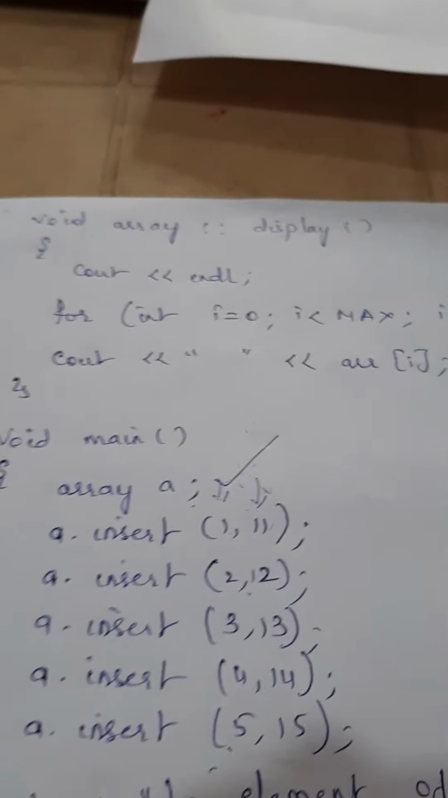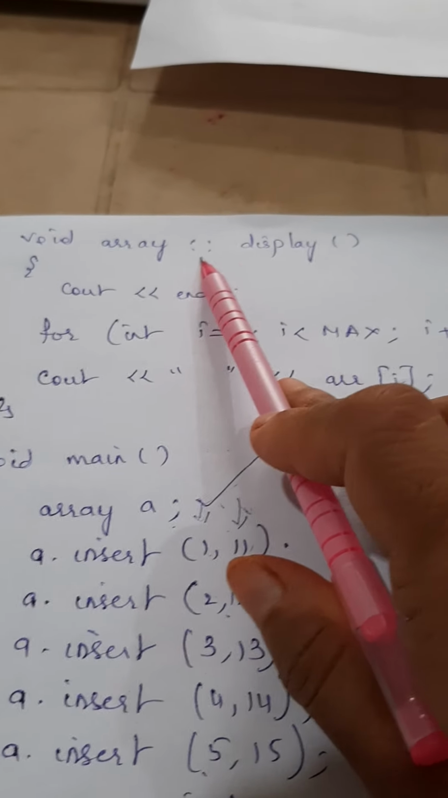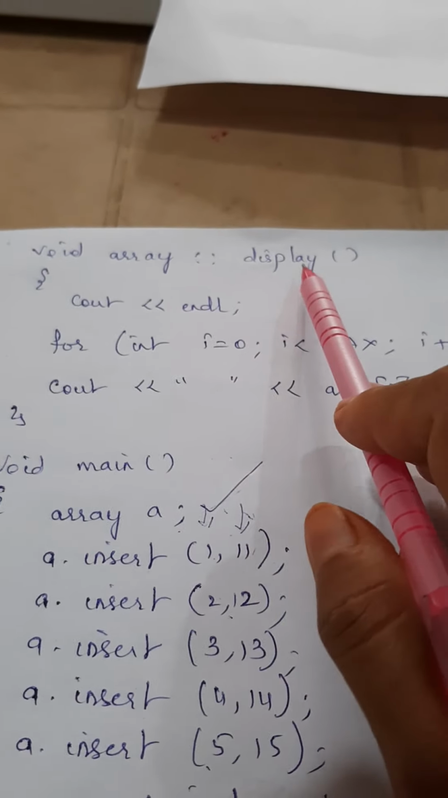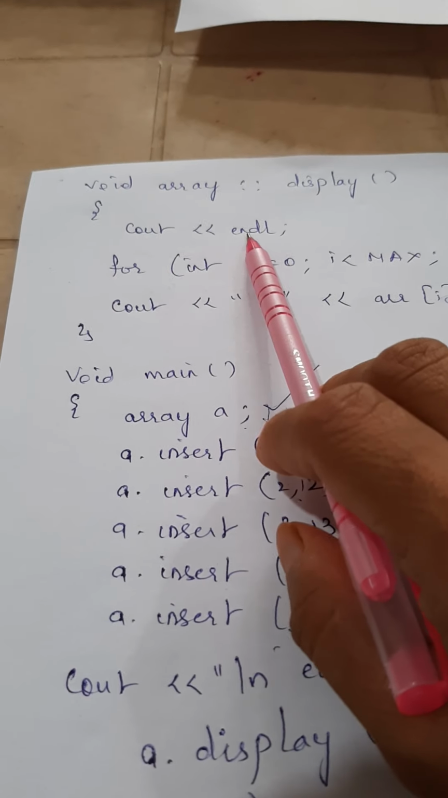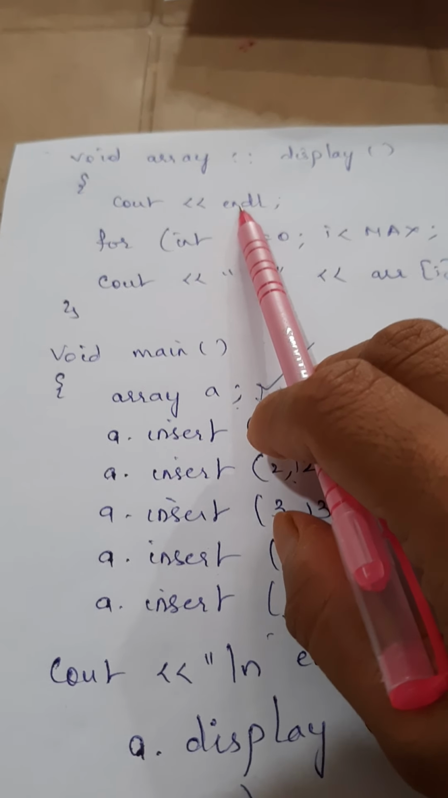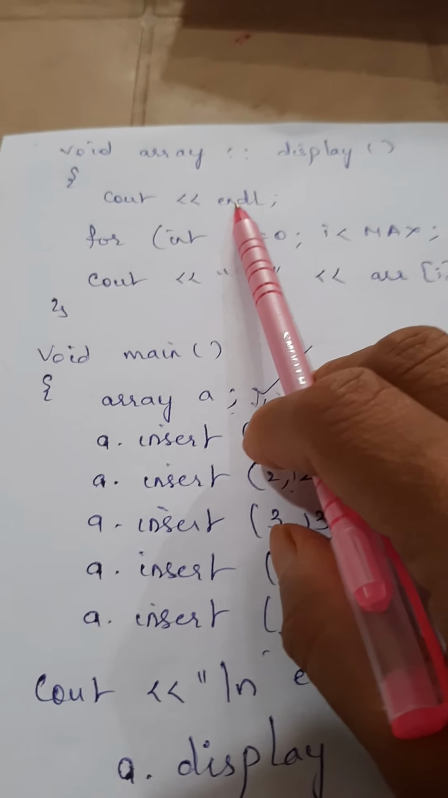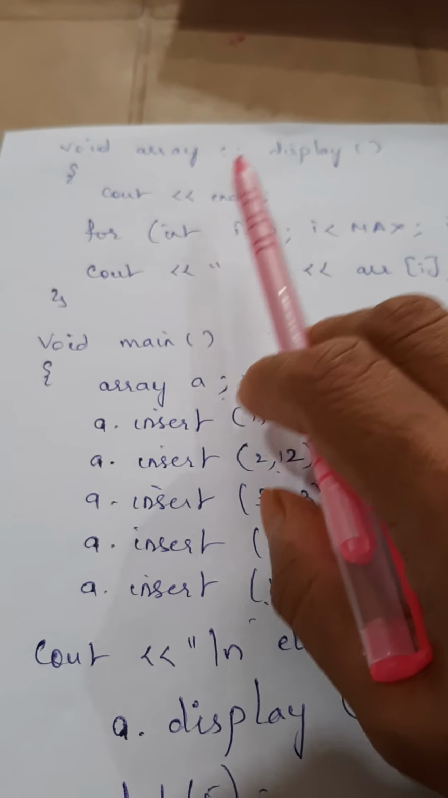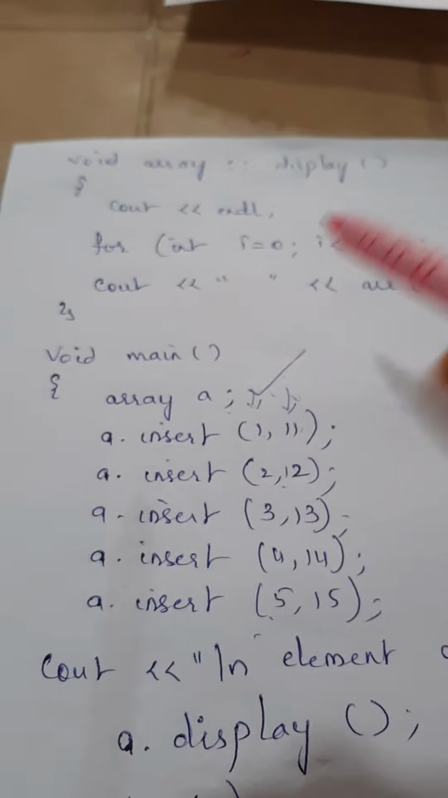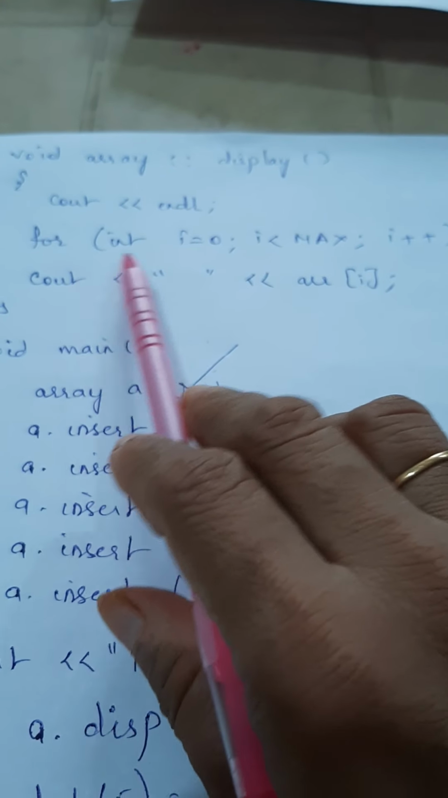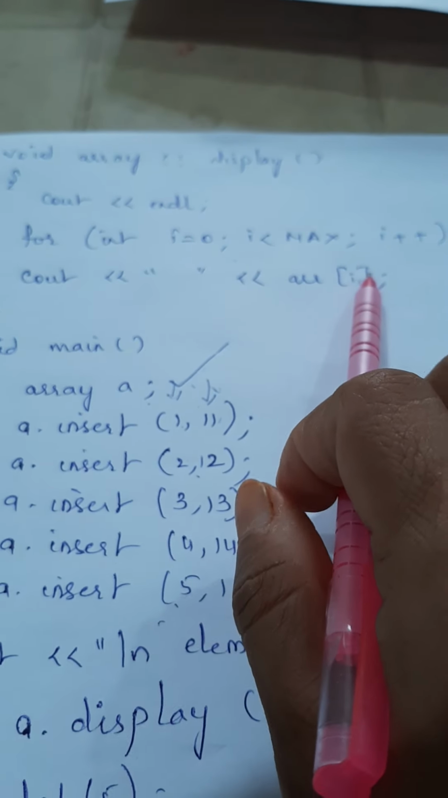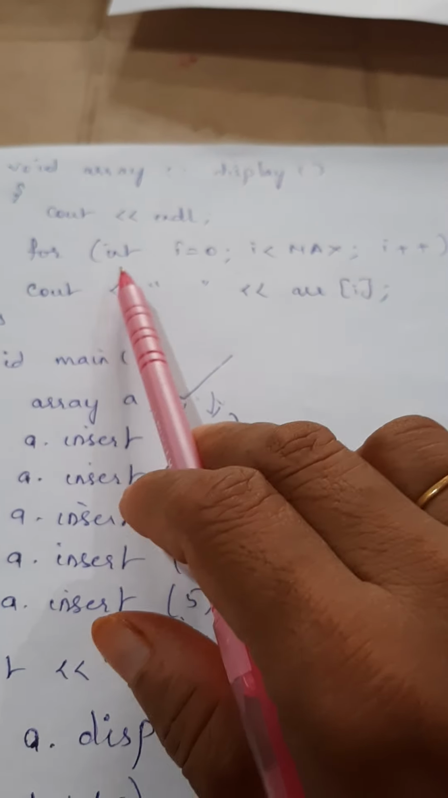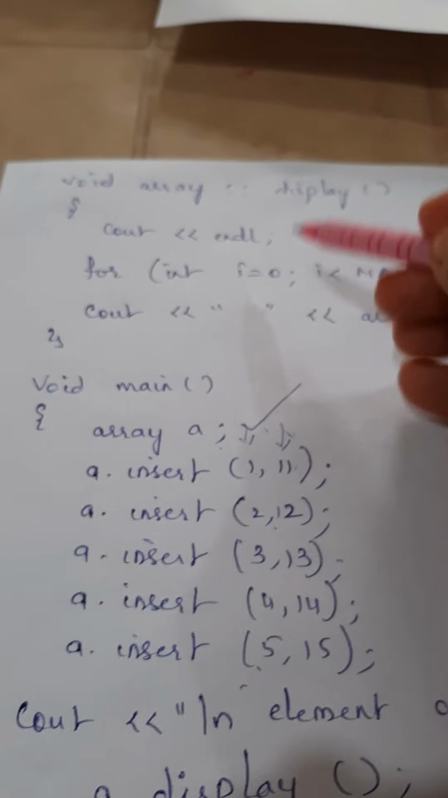What should the display function do? Void array scope resolution operator display. You have to display whatever values are present inside the array. Before that, you have to use the endl statement, wherein the current cursor position will stop at that point and you will have a new line wherein the array elements will be printed. So what you are doing here: for int I is equal to 0, I less than max, I plus plus. What is the I value here? The I value will be 0.